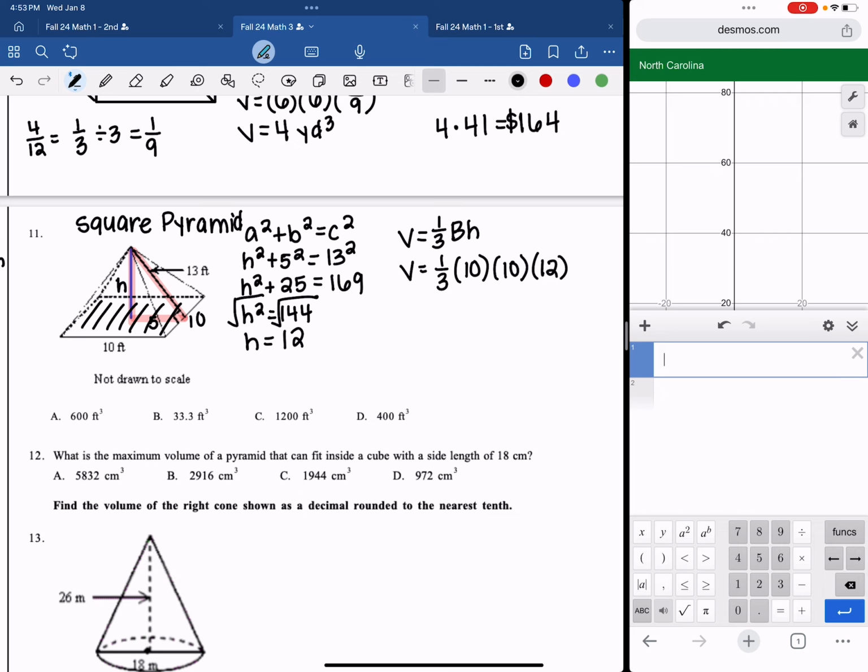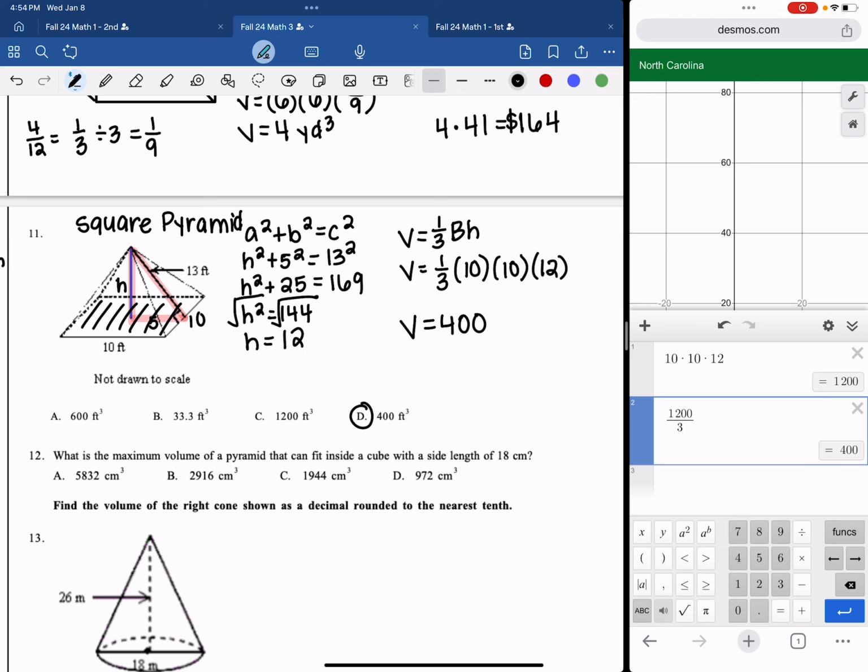So we got 10 times 10 is 100 times 12. That's going to give, oops, we have 1,200, which of course we're going to divide by 3 or multiply by 1/3. So my volume is going to be 400 feet cubed.